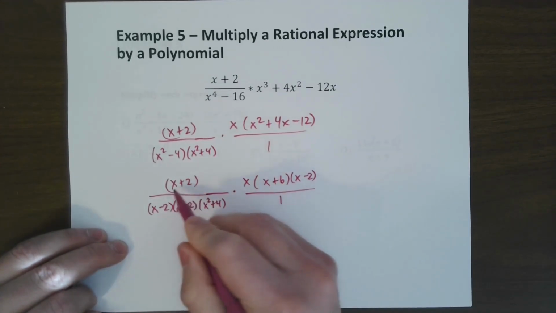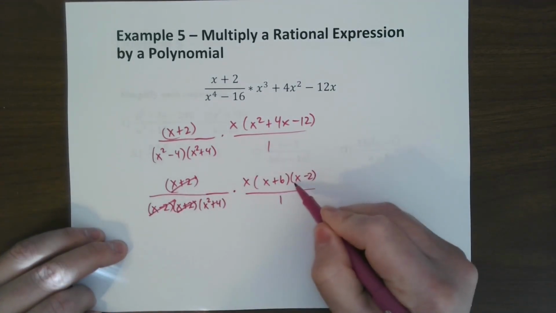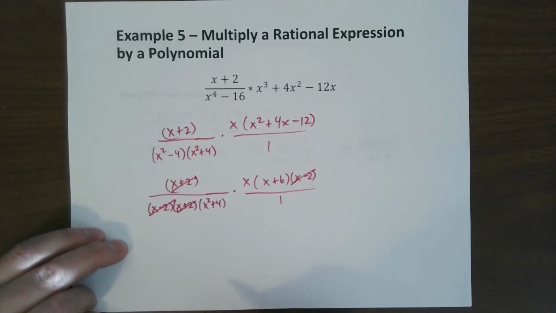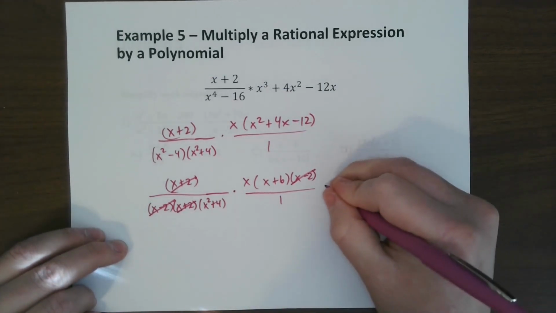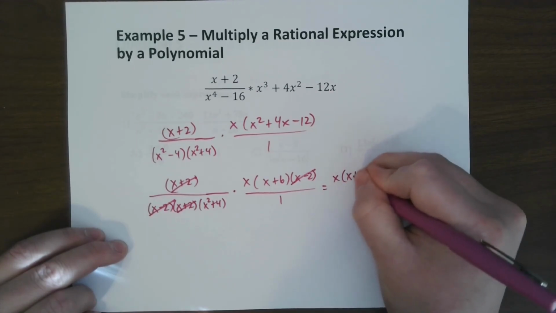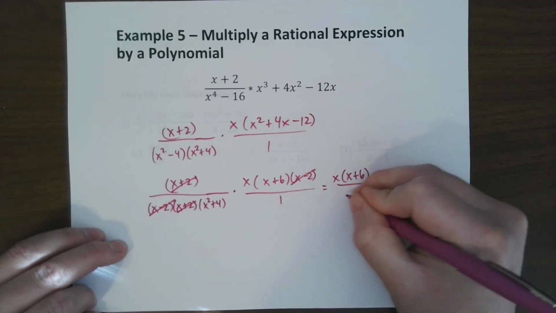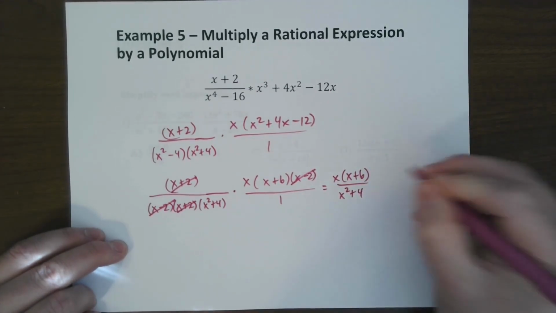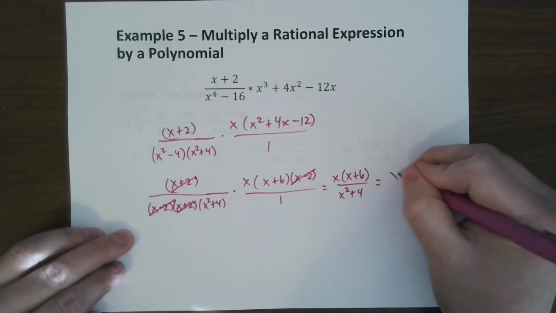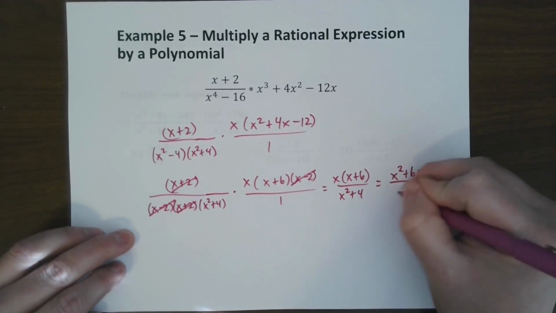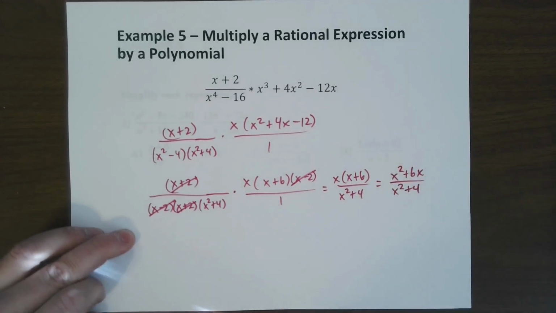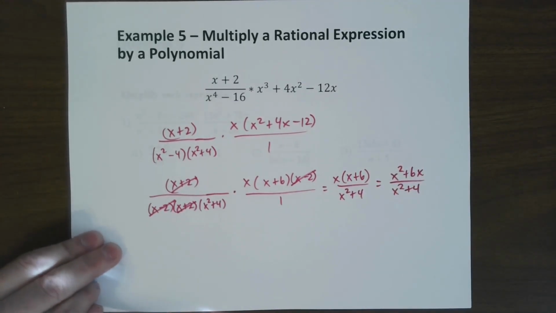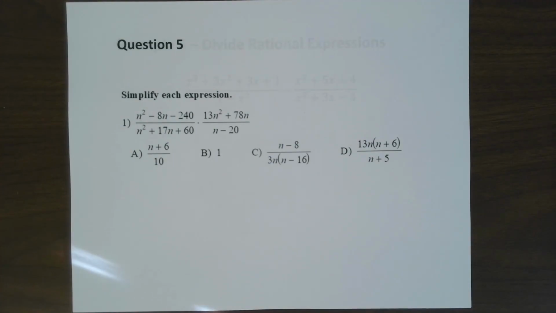Now we just cancel what is there. So x plus 2's, x minus 2's. I believe that's it. So we're left with x plus 6 over x squared plus 4. Or if you want, you can multiply it back in. So x squared plus 6x over x squared plus 4. Go ahead and try this problem.